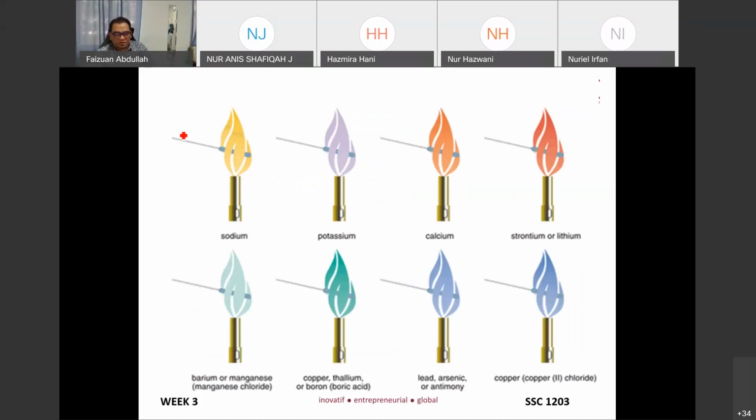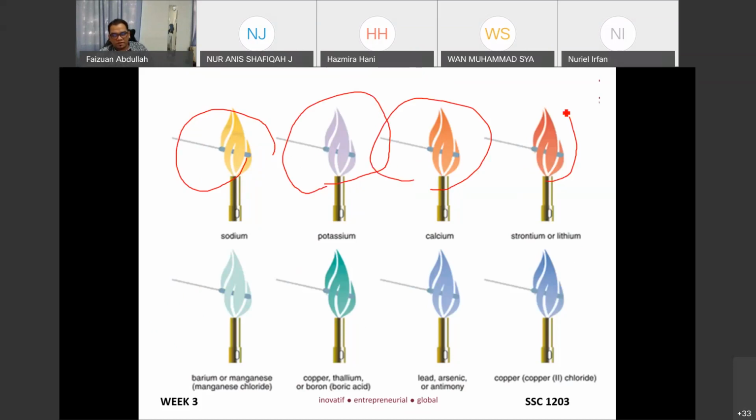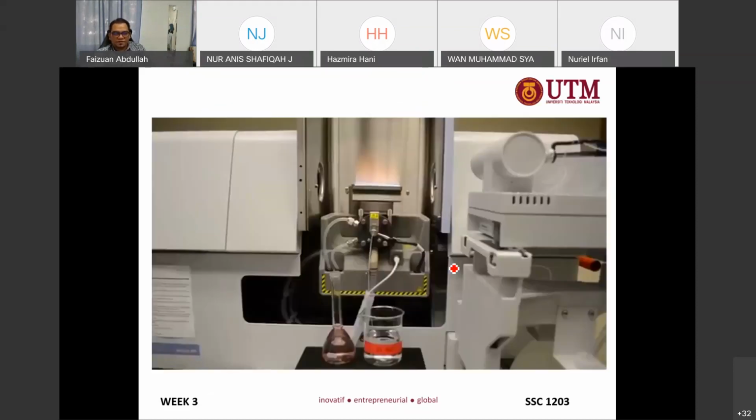If we have sodium in the sample, the flame will become yellow. We have different colors of flame for different types of elements. If we have a lot of potassium in our sample, the flame will be quite indigo, right? And so on. We have calcium in orange, strontium or lithium with a red flame, a turquoise flame, and a green flame, for different types of elements. It's very beautiful.